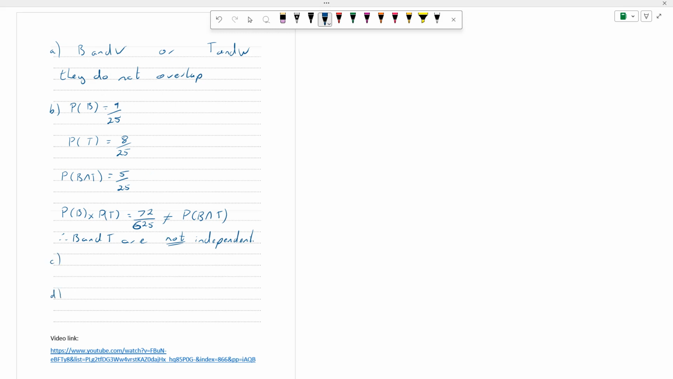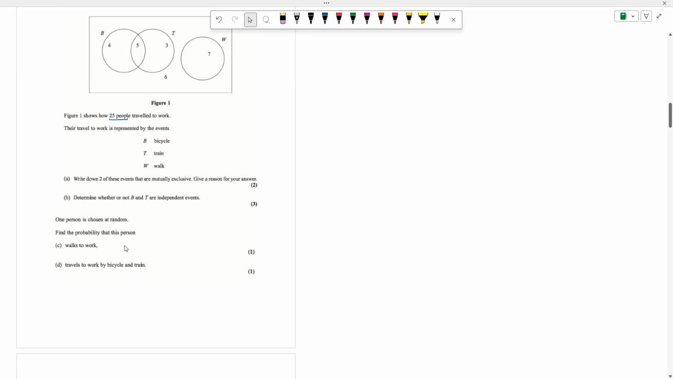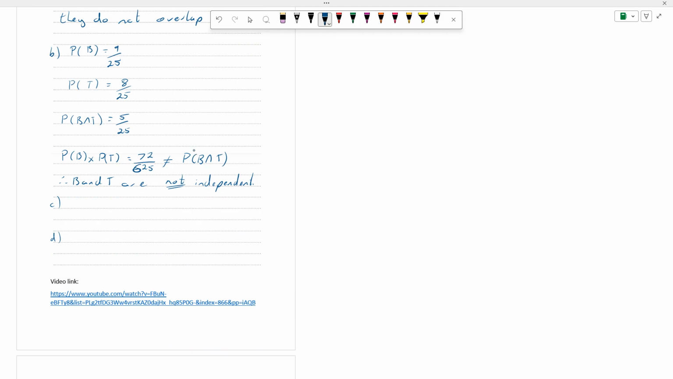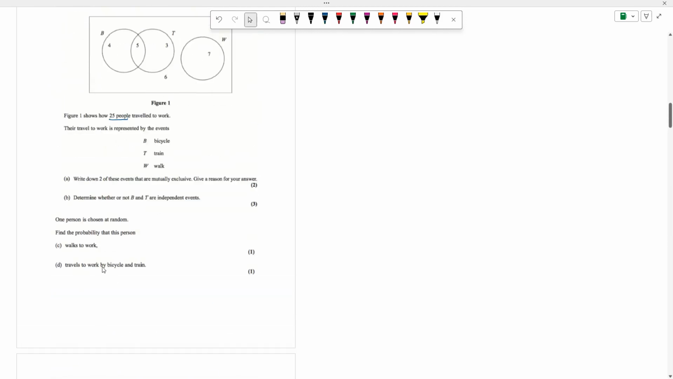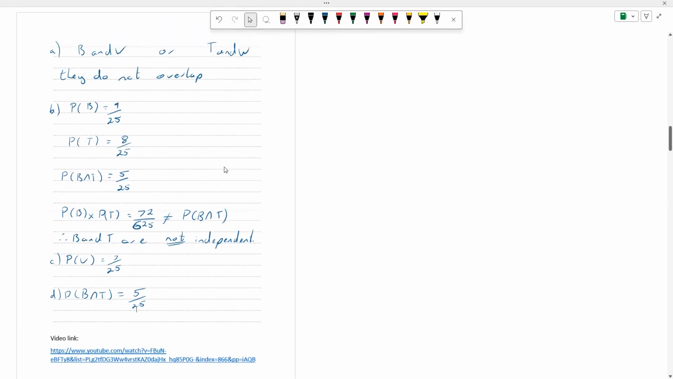So apart from that, part C and part D are fairly straightforward. Okay, one person is chosen at random. Find the probability this person walks to work. So I'm looking at W. So it's 7 out of the 25. So the probability they walk is 7 over 25. Okay. Next one, I want the probability that they travel to work by bike and by train. So that's the overlap, which we've already done, but they've asked me for it separately. Overlap is 5 over 25. And there are all our answers there.